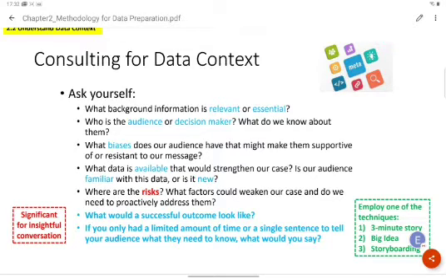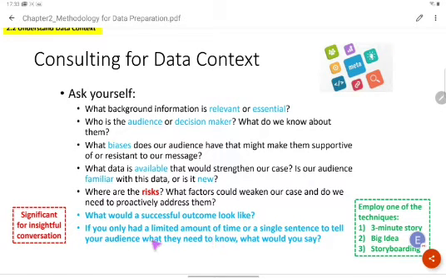Okay, what bias does our audience have that might make them supportive or resistant to our message? And what data is available that would strengthen our case? Is our audience familiar with this data or is it new? And then where are the risks? What factor could weaken our case, and do we need to proactively address them? What would a successful outcome look like?